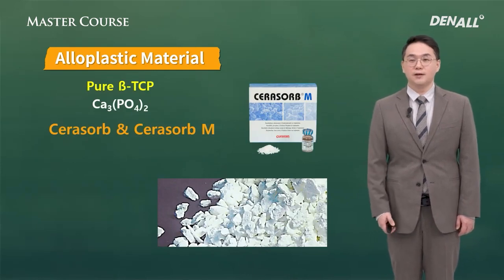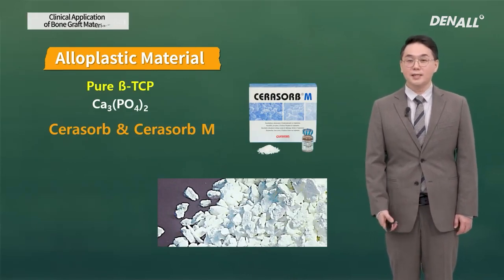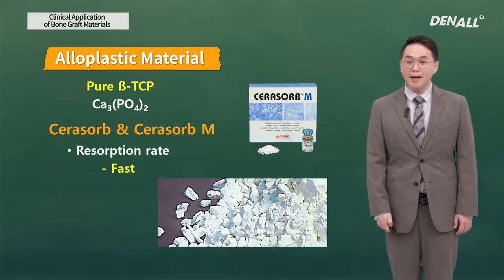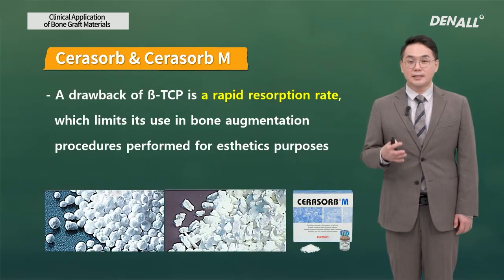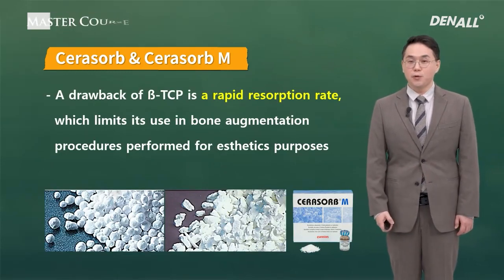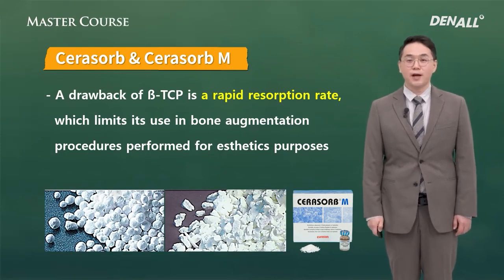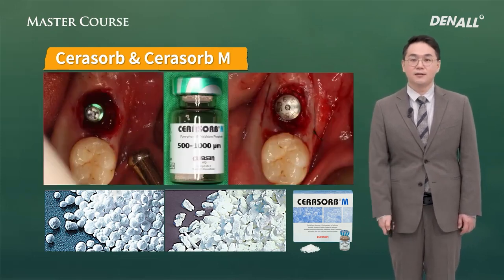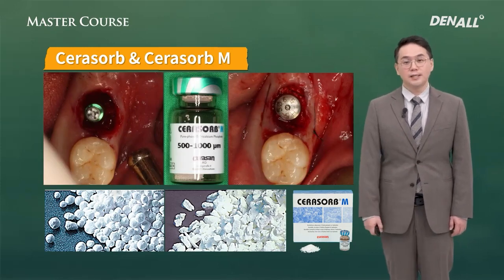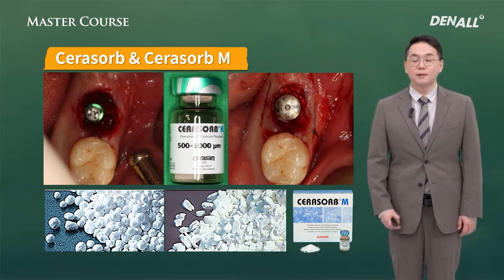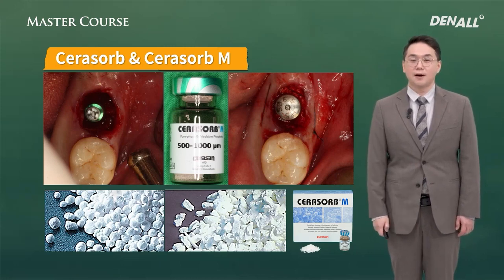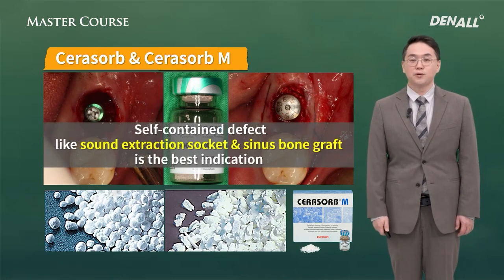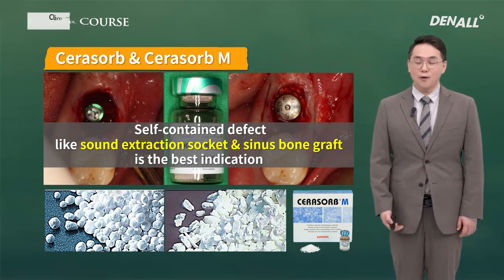Beta-TCP, the chemical formula is very simple, so it can be resorbed very fast. Due to fast resorption, it is not good for the GBR in the aesthetic region due to the instability of the volume in the long run. It can be used in a self-contained defect for fast bone regeneration, or where allograft is hard to obtain. But locally, allograft can be used quite a lot, but I don't really like to use it.